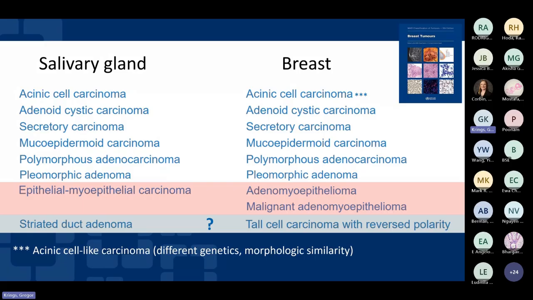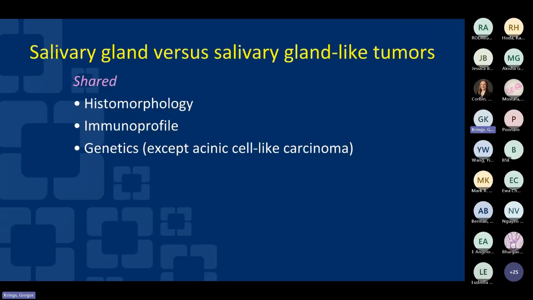I think it does bear mentioning that acinic cell carcinoma in the breast is probably better referred to as acinic cell-like carcinoma, or perhaps breast carcinoma resembling acinic cell carcinoma, because these tumors do morphologically resemble acinic cell carcinomas in the salivary gland, but have been shown to be genetically distinct and probably are different tumor types. Now, salivary gland-like tumors in the breast do share with their salivary gland counterparts similar histomorphology, similar immunoprofile, and in many cases, similar genetics, again, excluding acinic cell-like carcinoma.